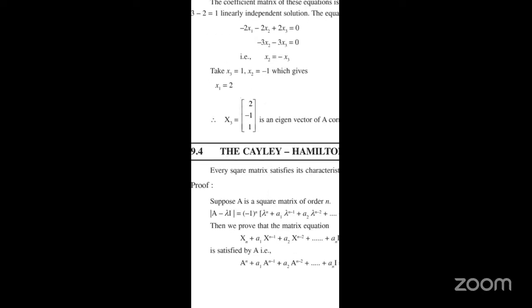Suppose capital A is a square matrix of order n. The determinant of A minus lambda I, that is the representation as a polynomial, is minus 1 whole power n of lambda power n plus a1 into lambda power n minus 1 plus a2 into lambda power n minus 2 plus so on plus an. That is the determinant of A minus lambda I.